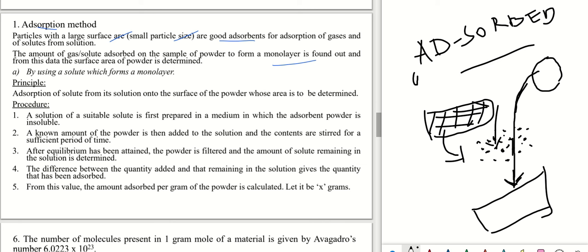Now we will be considering this principle to determine the surface area. The more the surface area, the more the adsorption. So if the surface area is more, more gas will be adsorbed and less gas will exit. This is the basic principle, and it will vary based upon the instrument which we use. Now let's discuss one by one.